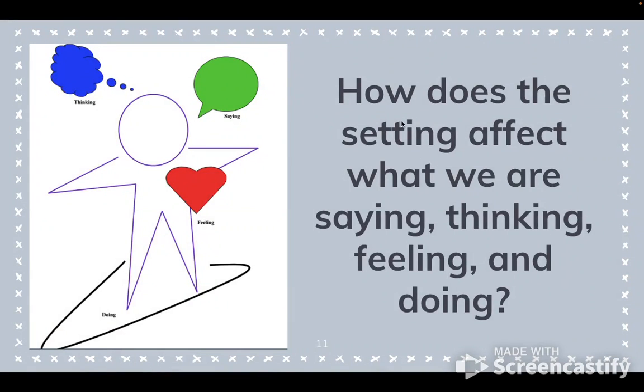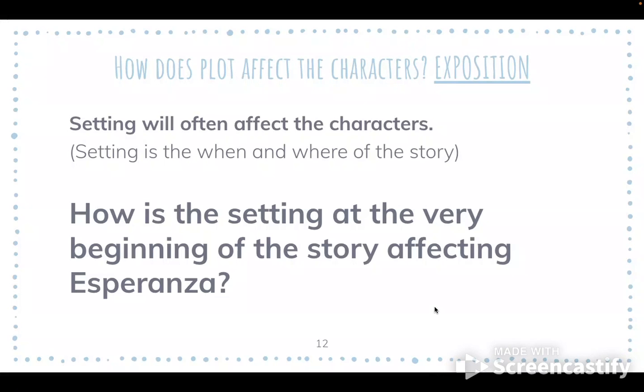How does the setting of being at school affect what we are saying, thinking, feeling, and doing? Because the expectations are different, we are going to be feeling anxious because we have a lot more expectations at school than we might at home. We might be saying things because our teachers are telling us to give them the answers. The setting is changing what we are saying, thinking, feeling, and doing. And just like our settings will affect what we are doing, the same goes for our characters.